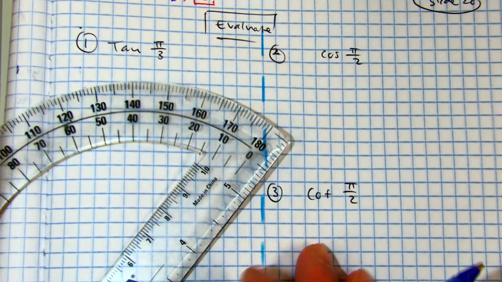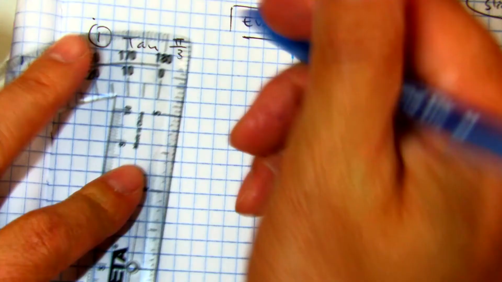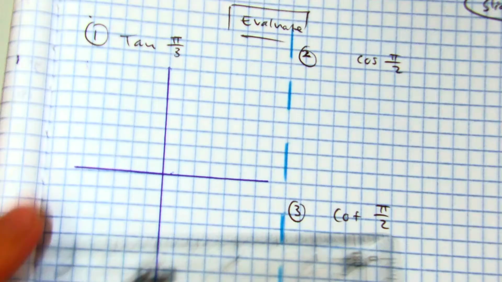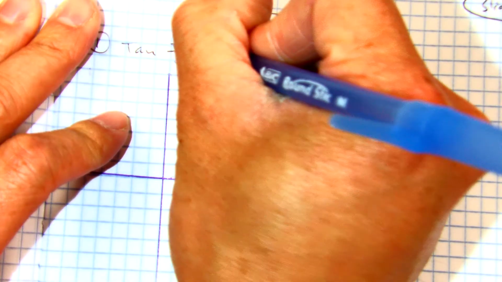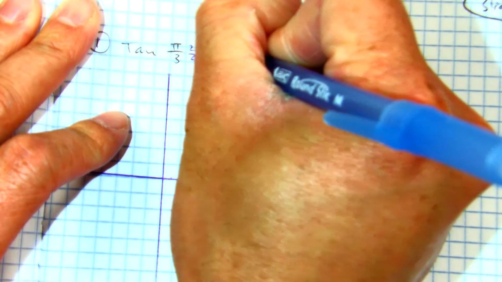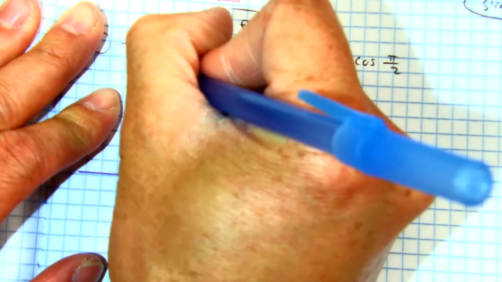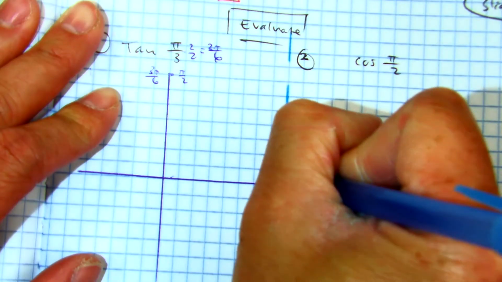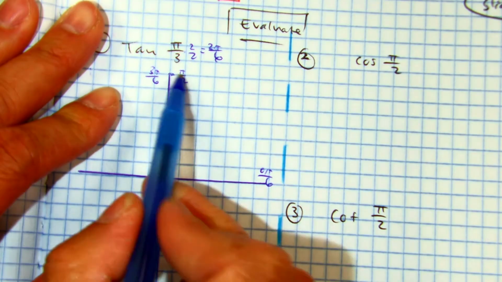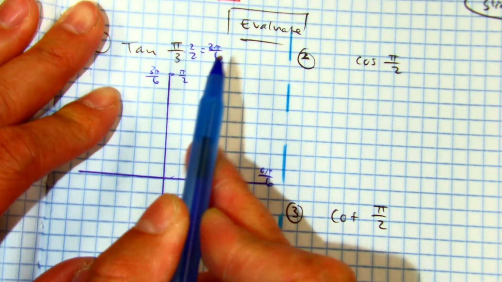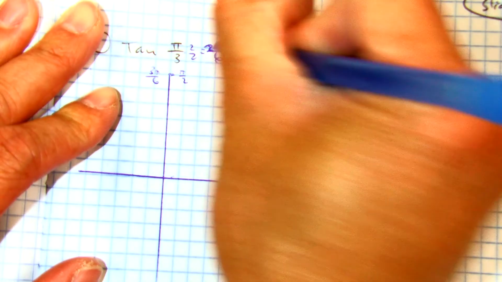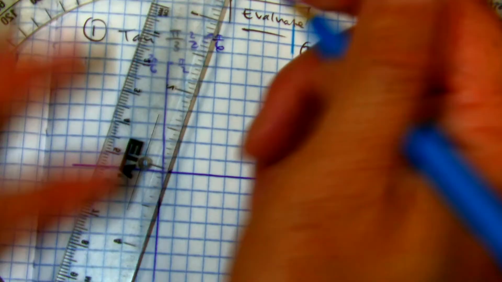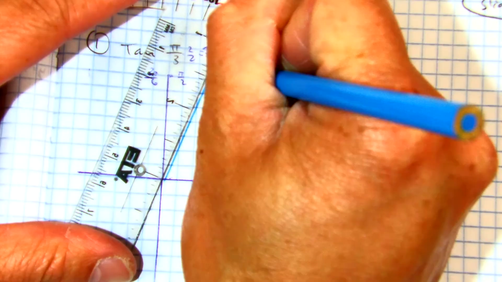Alright, let's do tangent of pi over 3. If I multiply by 2, I'm going to get 2 pi over 6. Up here is 3 pi over 6 because that's pi over 2. Yes? 0 pi over 6. So, that's a 2. So 2 is closer to 3, so my angle is going to look something like this.